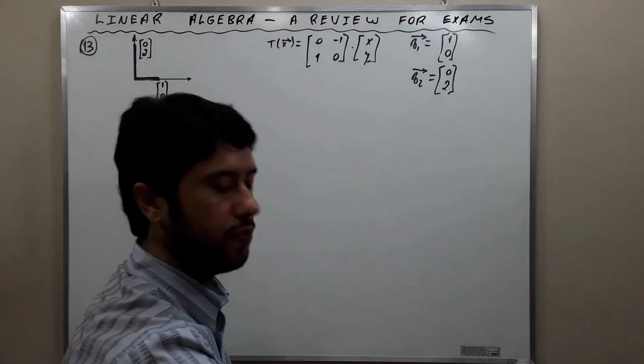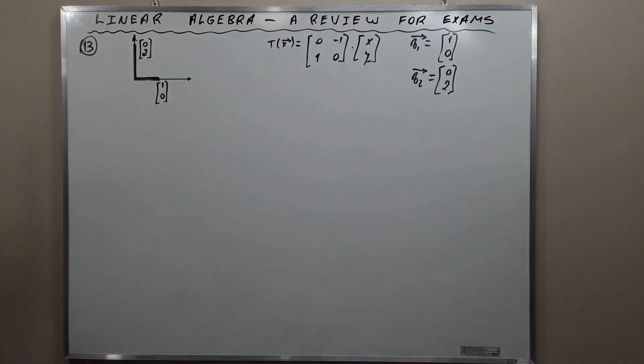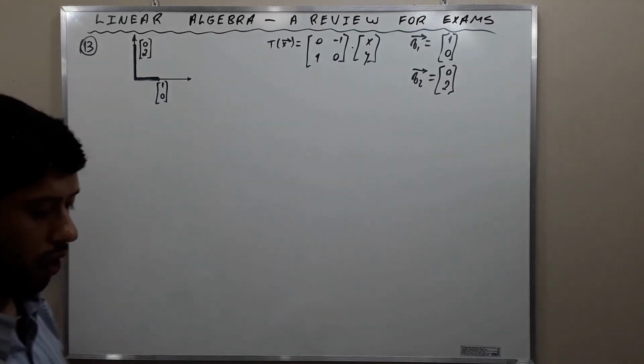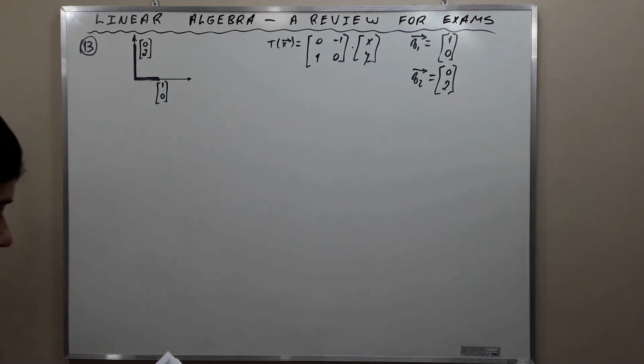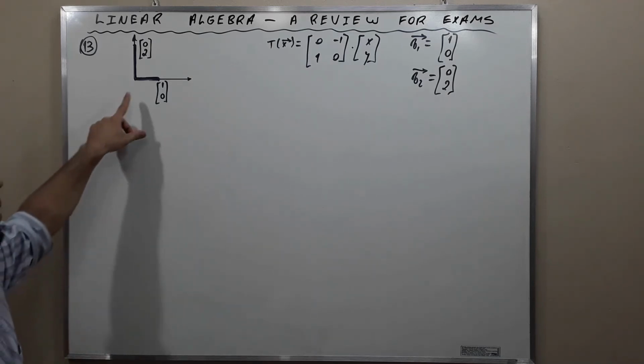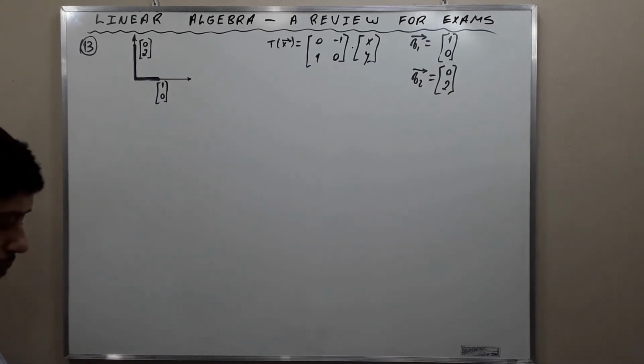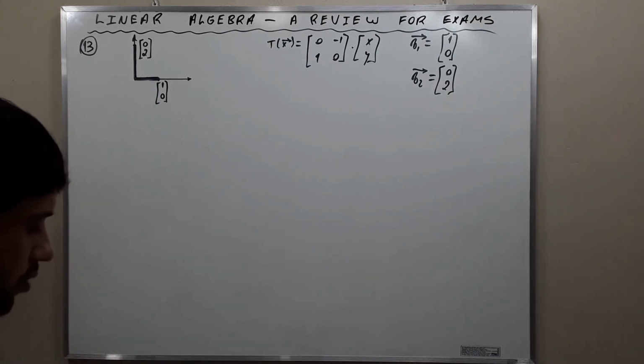Exercise 13, consider the letter L of the figure made up of the vectors v1 and v2. Question: show the effect of the linear transformation on the L. Okay, we want to apply the linear transformation on this L here and see what happens. Okay, let's go to the solution.